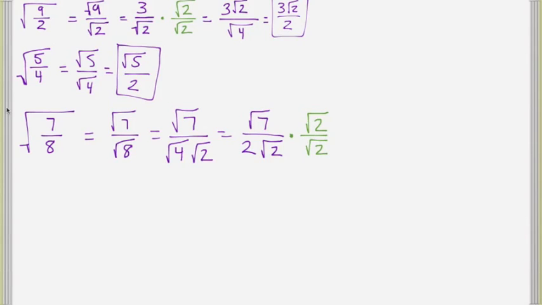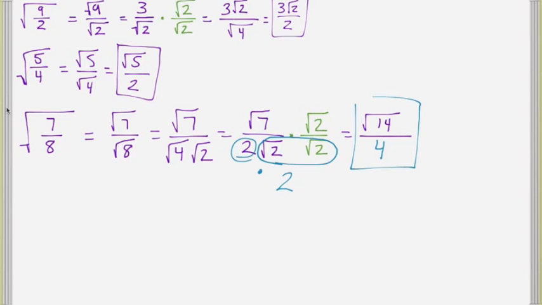On the top, they are both under square roots, so I can multiply them together. Get a 14. On the bottom, I have this square root of 2 times square root of 2, which will be what? 2. But there was already a 2 there as well, so I multiply those together and get 4. That is done. You cannot simplify the 14 and the 4.